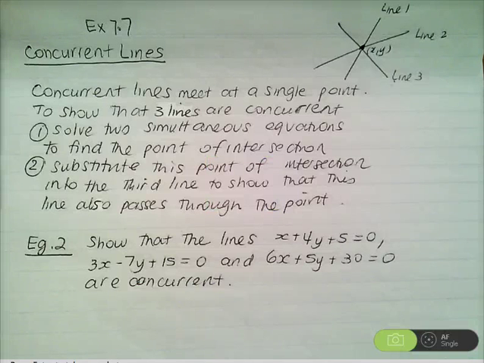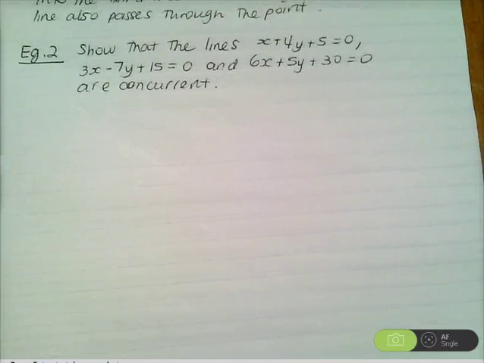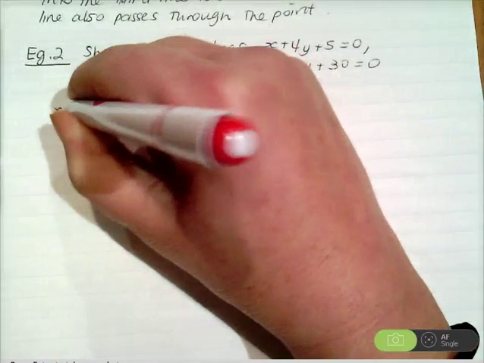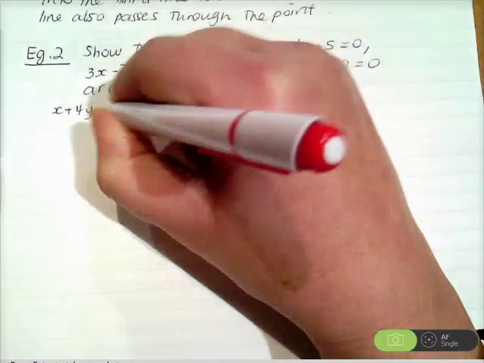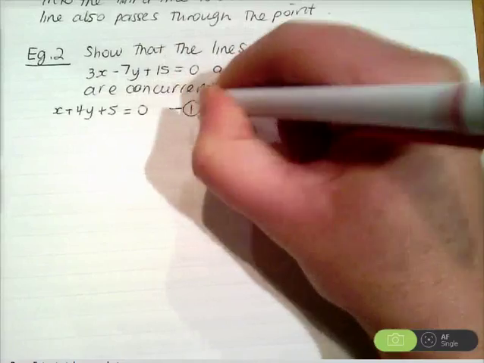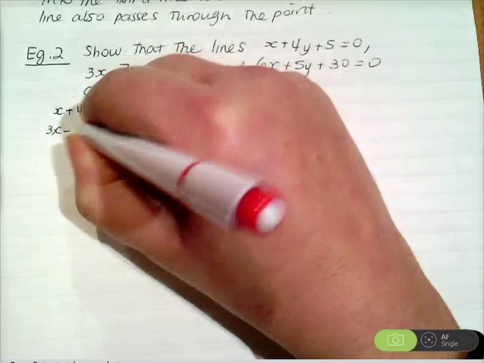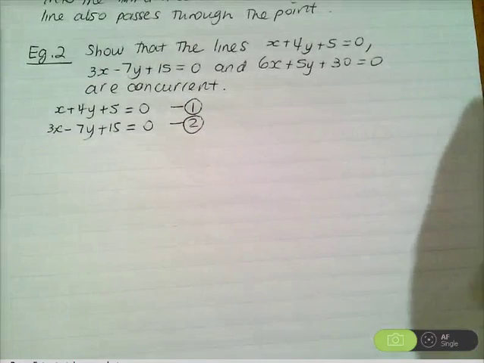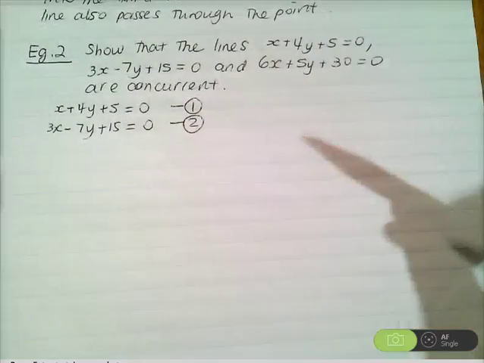We have to show that these 3 lines, x plus 4y plus 5 equals 0, 3x minus 7y plus 15 equals 0, and 6x plus 5y plus 30 equals 0, are concurrent. Okay, so what we will do is we will first find the point of intersection of 2 of those lines. So here we've got our first line, x plus 4y plus 5 equals 0. I'll call that line 1. And line 2 is 3x minus 7y plus 15 equals 0. So that's line 2.